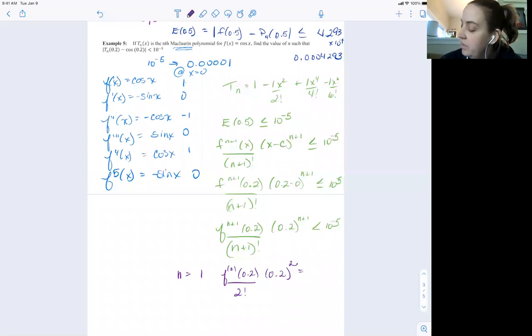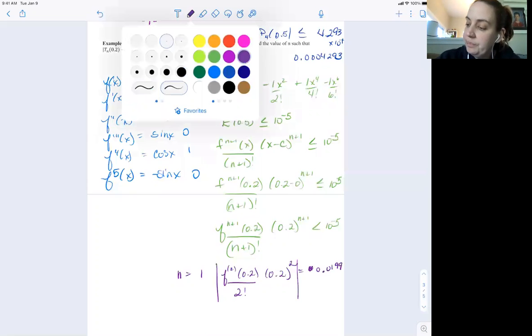So this is equal to negative 0.0199. Definitely not less. And by the way, this is the absolute value of all this, so positive. Not less than 10 to the negative fifth. So let's try again. We need another n value.